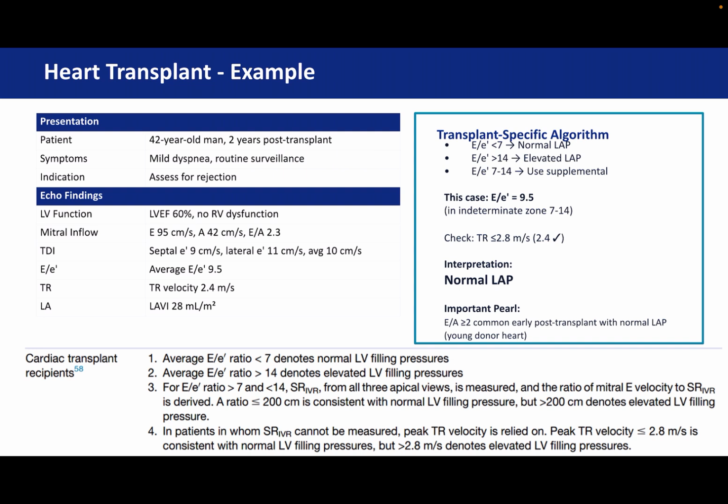In transplant surveillance, the focus shifts from absolute value to trend. An E to E prime that was 8 six months ago and now is 14, even if it's still within normal limits, is clinically significant and warrants further evaluation for rejection or allograft vasculopathy.